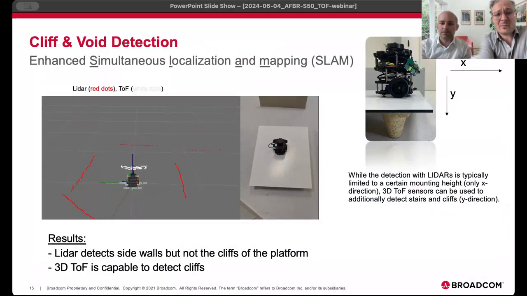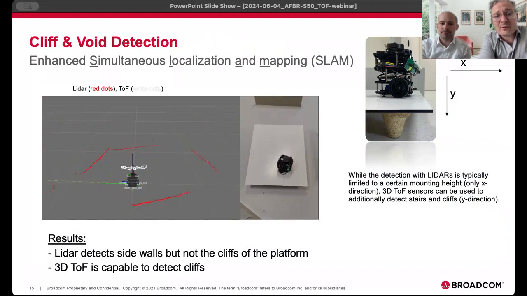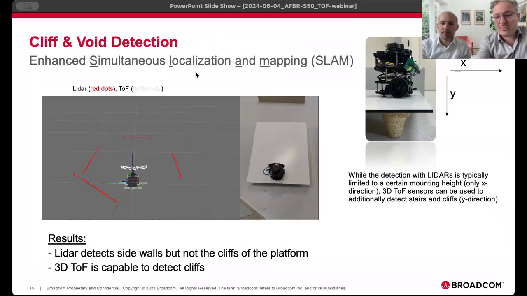So on this slide, there is a typical performance example. As you can see in the picture, it is a live video. The TOF sensors are looking downwards at the cliff. The robot is moving on a small platform. When you look at the left picture, the white dots are really detecting the cliff, while the red dots, which are from the 1D LiDAR, do not detect it. We can show it again if it was too fast for you.